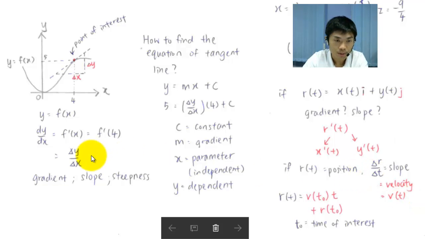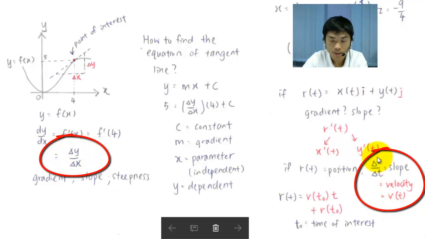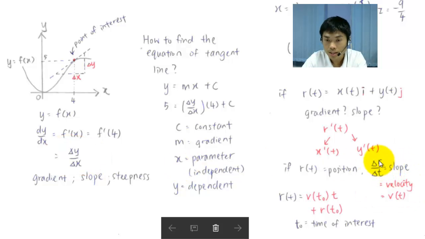So look at the similarity between the 2-space and 3-space. The delta y refers to the change of the dependent variable, and the delta x refers to the independent parameter. In this case, the delta r refers to the dependent variable, and delta t is the independent variable, the parameter. So when you differentiate r(t), you will get the gradient or the slope or the steepness at a particular time, which is the velocity v(t).